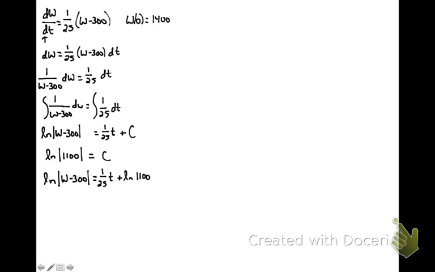To get rid of this natural log, I'm going to raise both sides of the equation to e. So this will be e to the natural log of (w minus 300) equals e to the (1/25 t plus the natural log of 1100). Now it's expected that you're comfortable with this use of e, and if you haven't done a lot of work with this, you really need to spend some time going back and reviewing this. I'm going to continue my work up top where I have enough space.